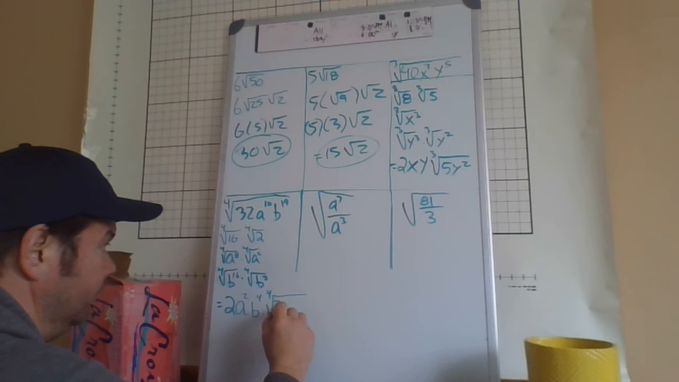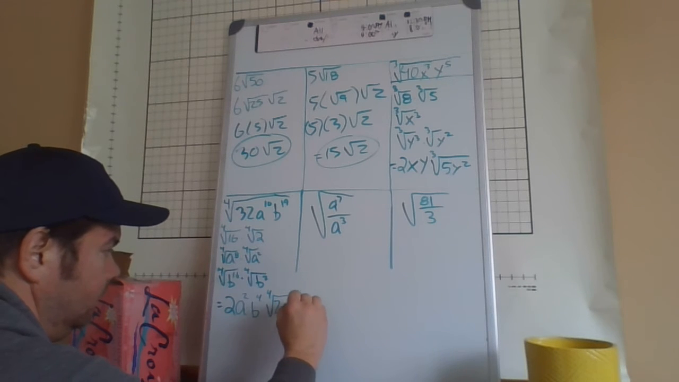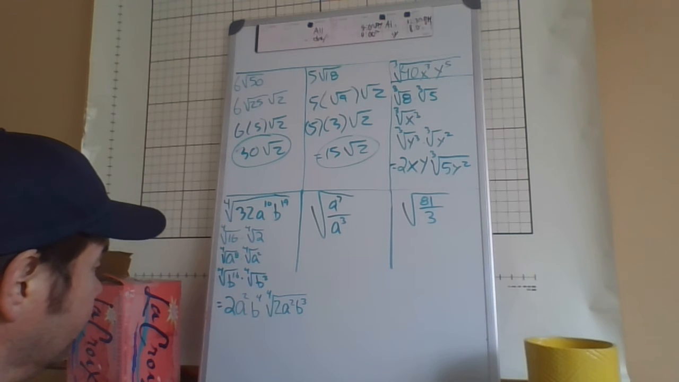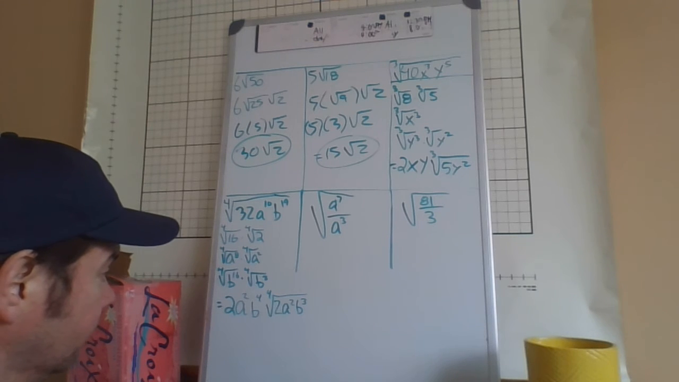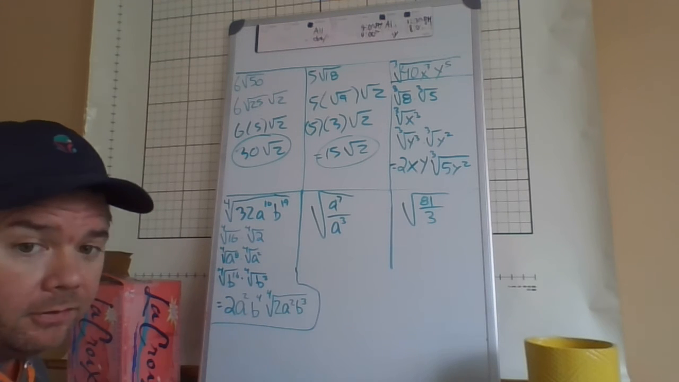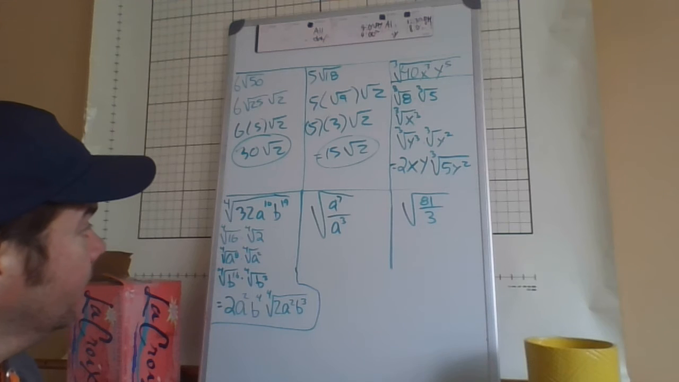And then I just put all of those radicands together, and it looks like this: 2a squared b to the 4th times the fourth root of 2a squared b to the 3rd. That is that.